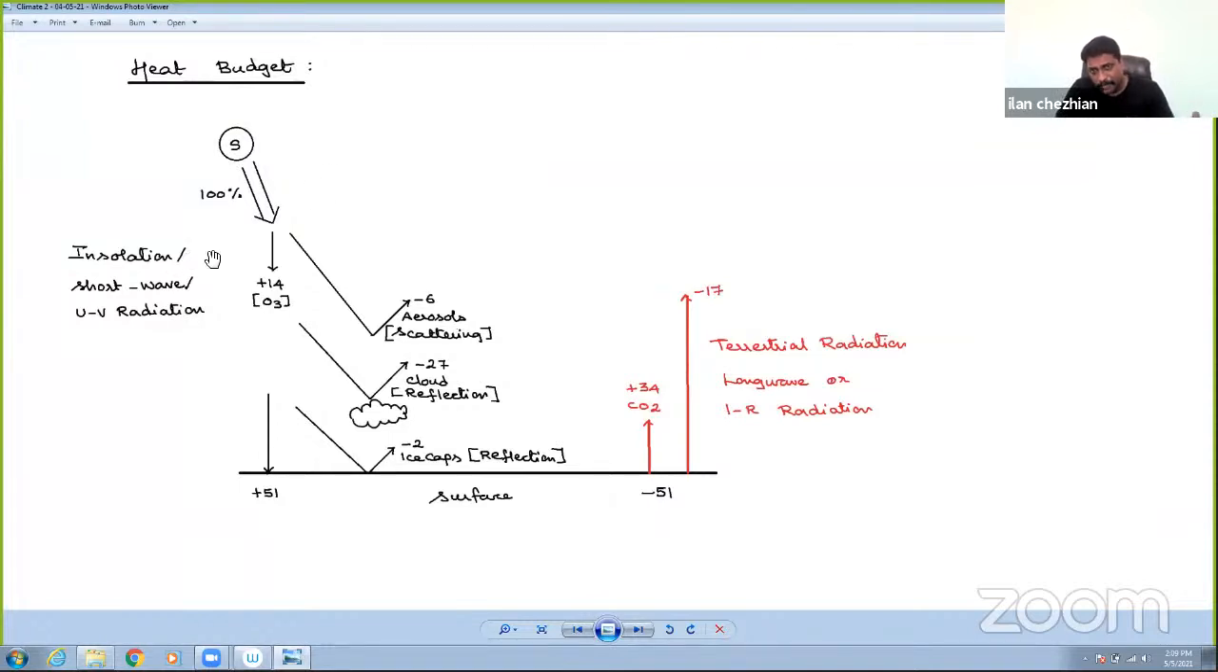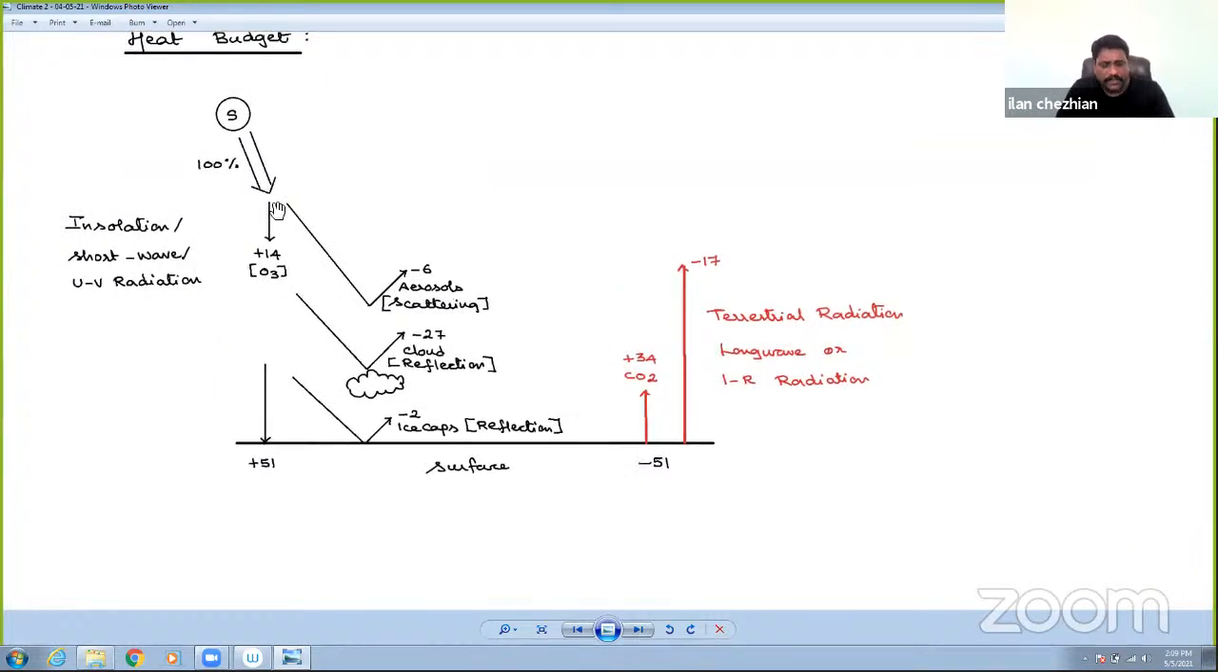A delicate balance that exists between incoming solar radiation and outgoing terrestrial radiation is called what? Heat budget. Okay. So what is incoming? Insolation. Insolation is known by different names, my friend. You call it insolation, shortwave radiation, or ultraviolet radiation, whatever way you call it. Correct? So insolation is that energy that comes from the sun.